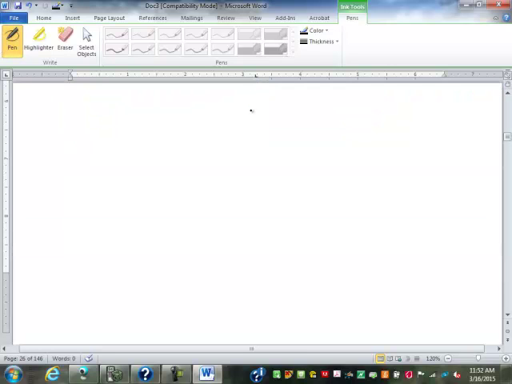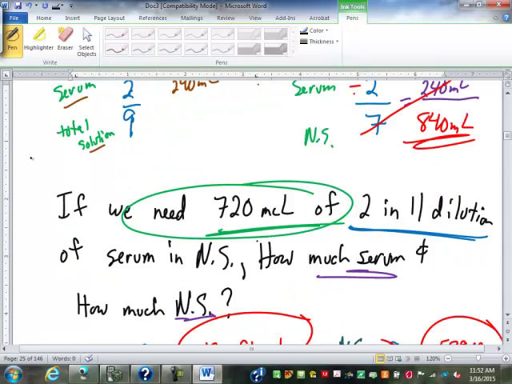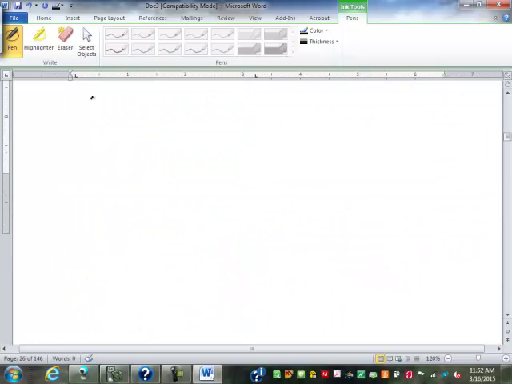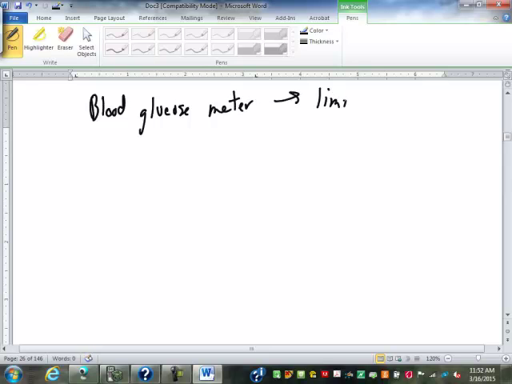Let's take a look at some examples of where this gets used. It gets used like this to make medications, but it also gets used in testing. Often we'll be doing blood testing, and we have meters that have a certain limit. For example, let's say we have a blood sugar meter. So our blood glucose meter has a limit at 800 milligrams per deciliter.